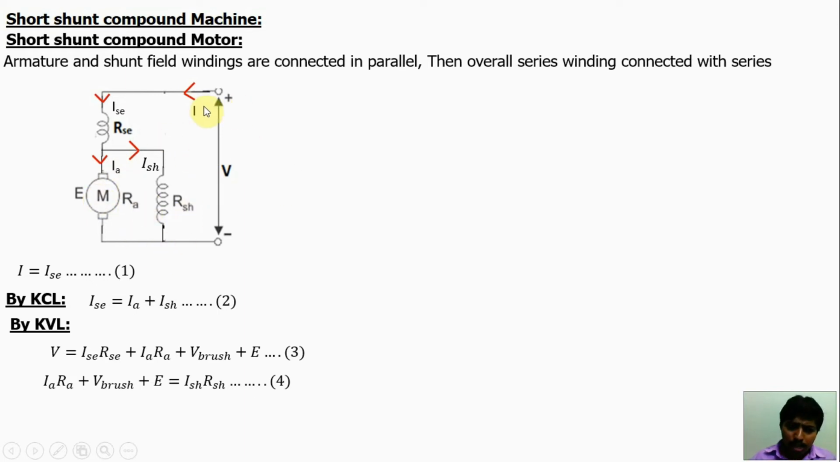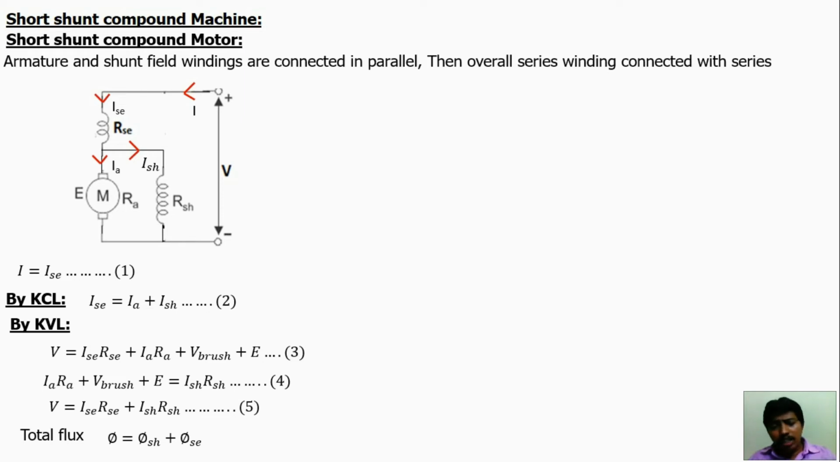Or just apply Kirchhoff's voltage law for this loop. We'll get V, the input voltage, is equal to the drop Ise Rse, then the drop Ish Rsh, in this loop. Then total flux phi is equal to phi sh plus phi se.